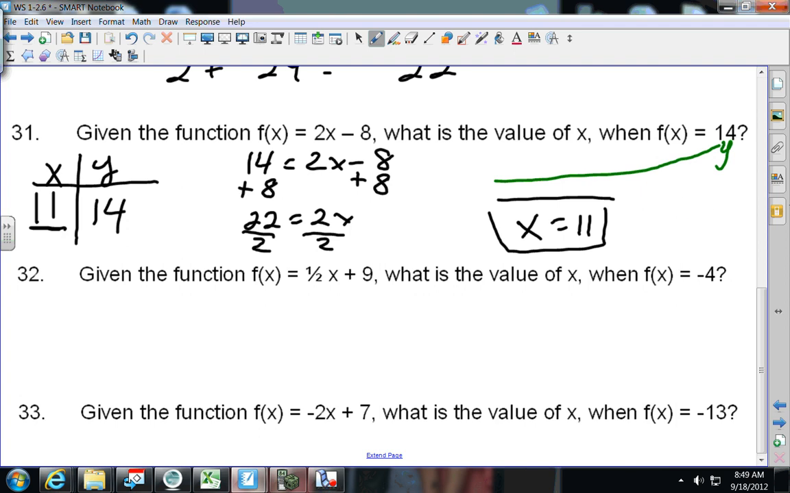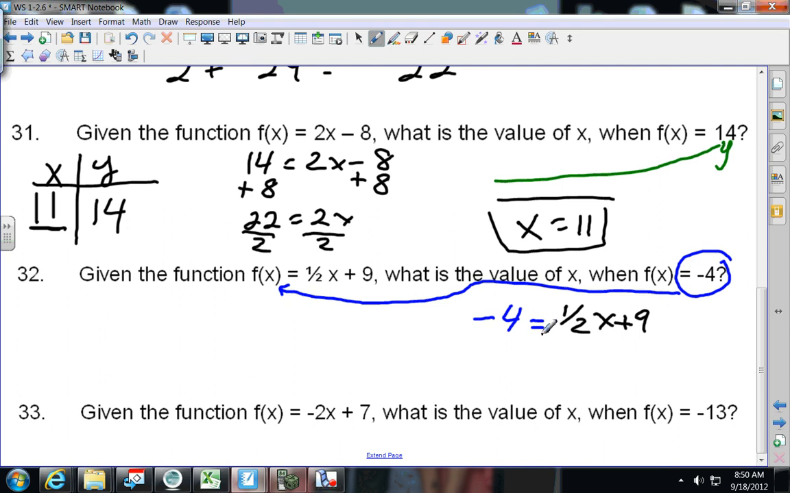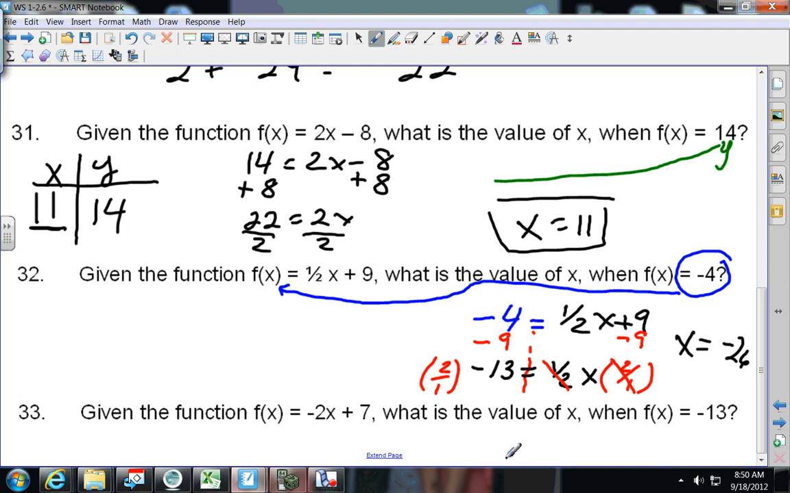Okay. On this one, we have -4. It says f of x equals, so that's where I'm going to put the f of x is right here. So I'm going to have -4 equals 1/2 x plus 9. So one way is to solve this by hand. So we will subtract 9 from each side. And I get -13 equals 1/2 x. So I will multiply each side by 2/1. By doing this here, these cancel out. And I'll get x equals, when you multiply -2 times -13, it's -26.